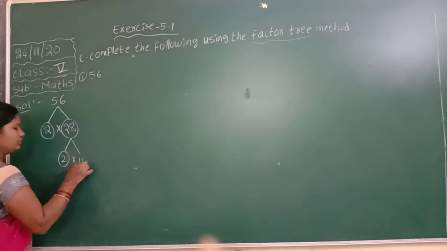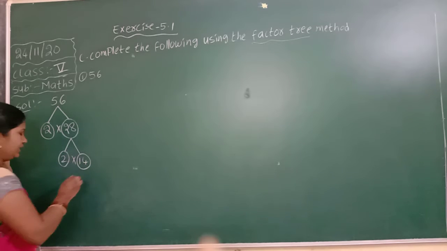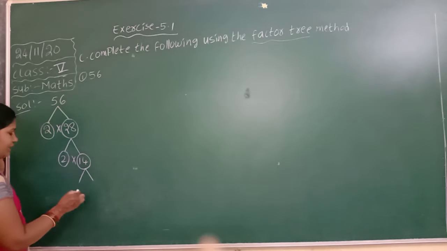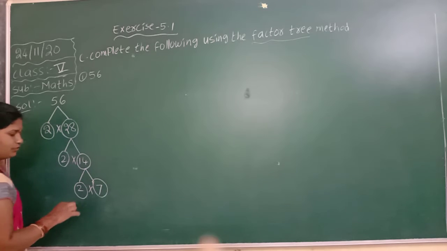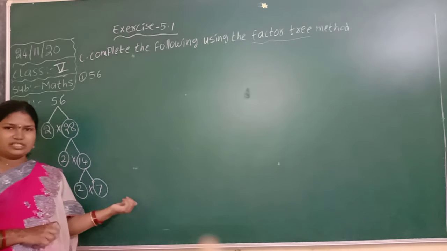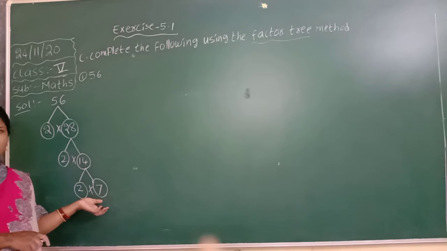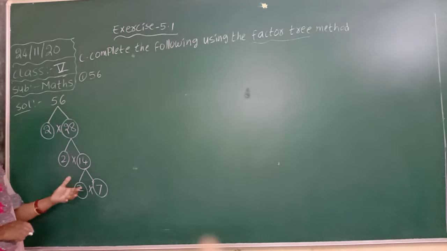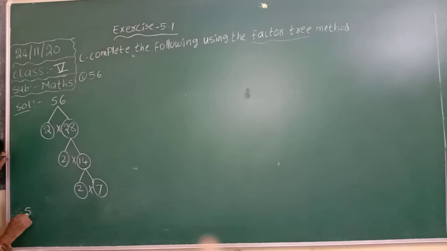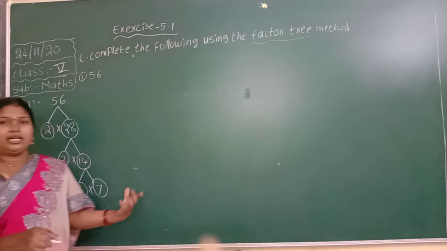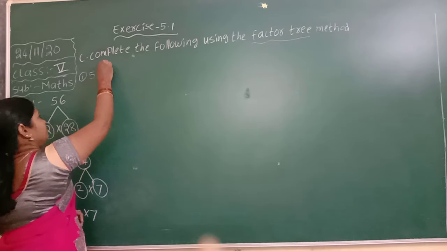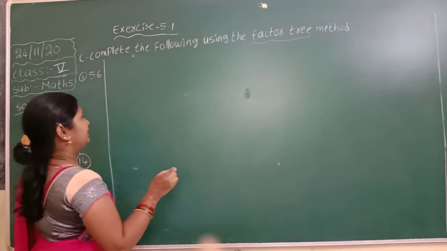2 1s are 2, 2 4s are 8. Okay. Again 14, you have to multiply in the 2 table again. 2 into 7, 2 7s are 14. Here 7 will come in the 7 table only, 7 1s are 7, but it is also a prime number. So it is the answer. Therefore 56 is equal to, you have to write down only the prime numbers: 2 into 2 into 2 into 7. These are the answer. This is how to find the prime numbers of the given number in the factor tree method.